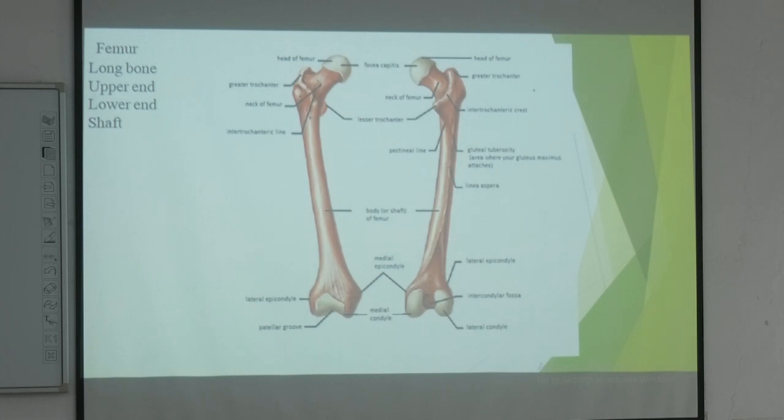Okay? Good. Now each of the parts you have to describe. What features do you have in the upper end? What features do you have in the lower end? What do you have in the shaft part? So we'll take one at a time, describe it and go beyond. That's the general features of a bone.